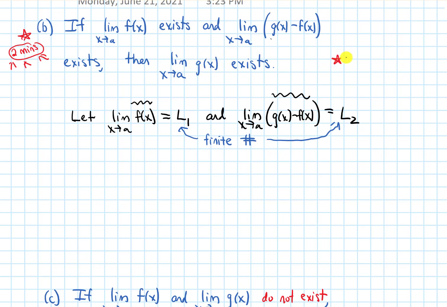That's my question. I'm going to ask you to pause it for 30 seconds to think about that. What can I do to f of x and g of x minus f of x to get g of x? Pause it and think about that for 30 seconds.